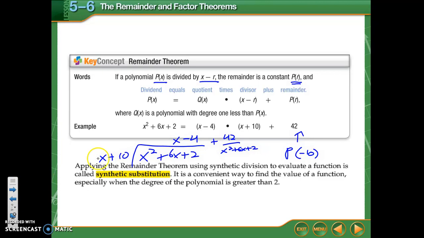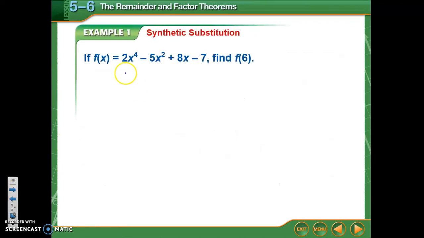That's called synthetic substitution. So when we apply the remainder theorem and we use synthetic division to evaluate a function to find the value at a certain point, we call it synthetic substitution. It's a pretty fast way to do that, especially when the degree of the polynomial is bigger than 2. It's a pretty easy way to evaluate because synthetic division is pretty fast. So let's take a look at this.